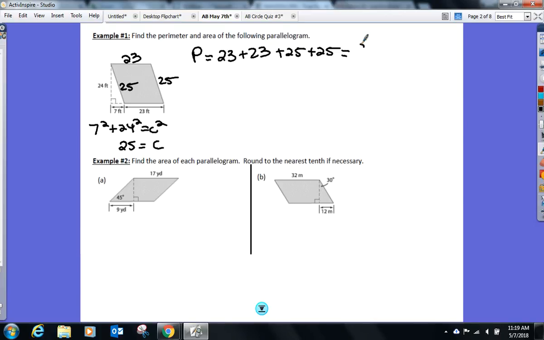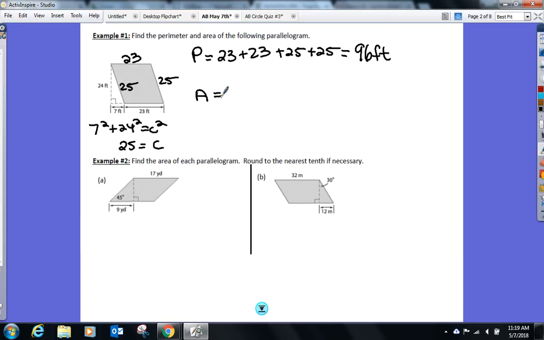Okay, I haven't really paid much attention to it on your quiz and test, and starting this unit, absolutely. And that's the units. This is just perimeter, so it would just be feet. We'll talk something different when we go to area now. Okay, area. It's a parallelogram.